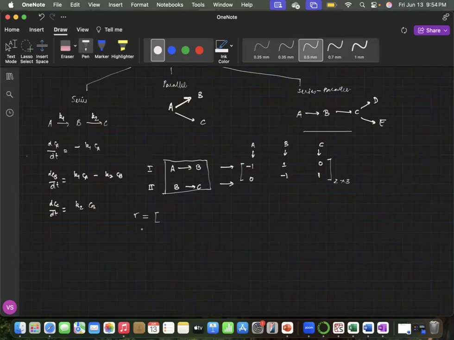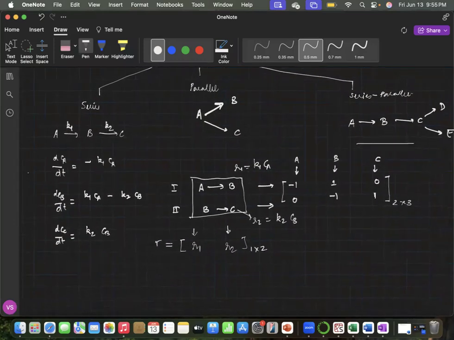R1 and R2, because there are two reactions. So this represents the rate of the first reaction, and this represents the rate of the second reaction, right? Over here, the rate of the first reaction is just K1CA, and the rate of the second reaction is K2CB. So we have the rate of the first reaction and the rate of the second reaction, and this becomes a 1 cross 2 matrix, right?